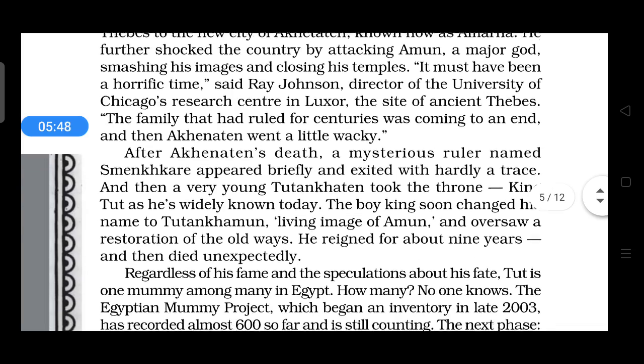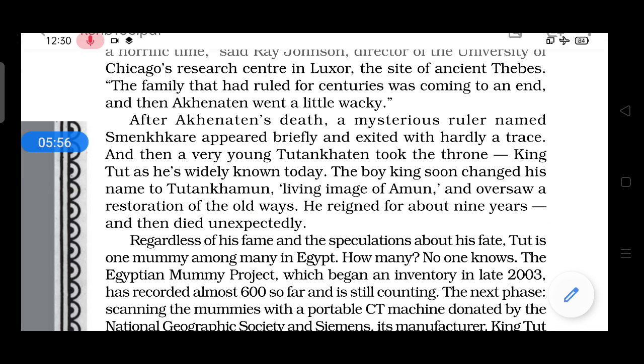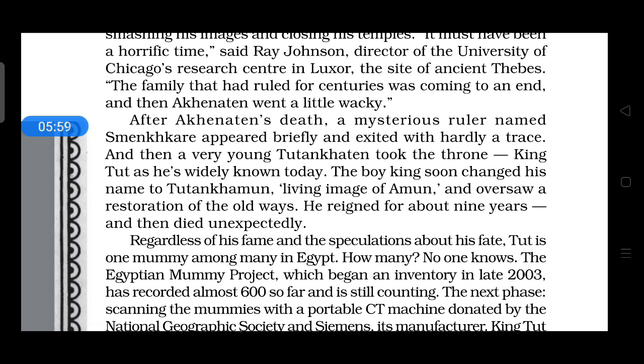After Akhenaten's death, a mysterious ruler named Smenkhkare appeared briefly and exited with hardly a trace. It was very difficult to pronounce the names. So this ruler came for a short time, and he did not do anything, and we are hardly getting any trace of this king. So he is not that popular.